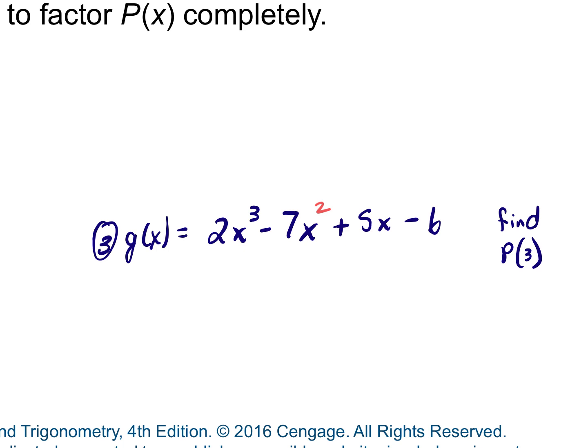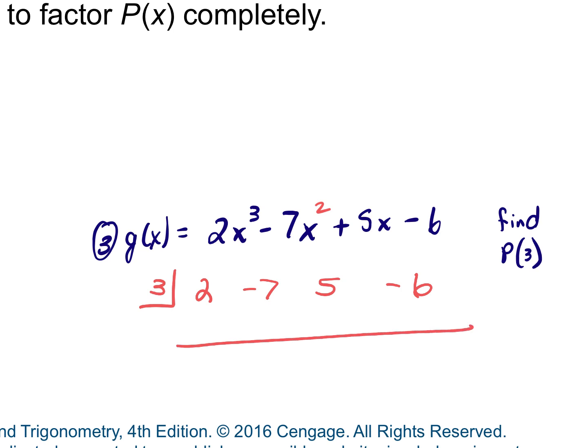All right, one more and then we're done. You guys are doing great today. What do I do here? Where do I start? How do I start? 3 goes in the corner. Good. Then I put out 2, negative 7, 5, negative 6.